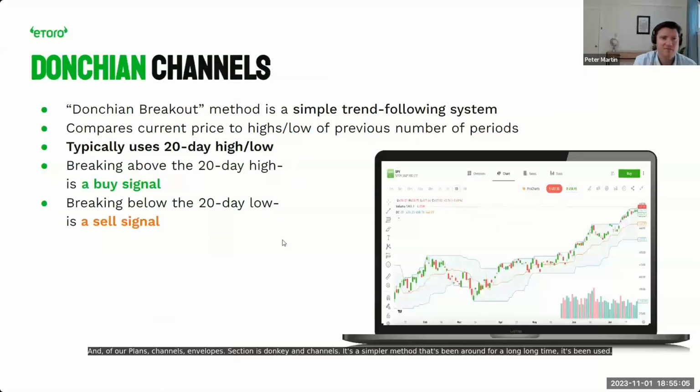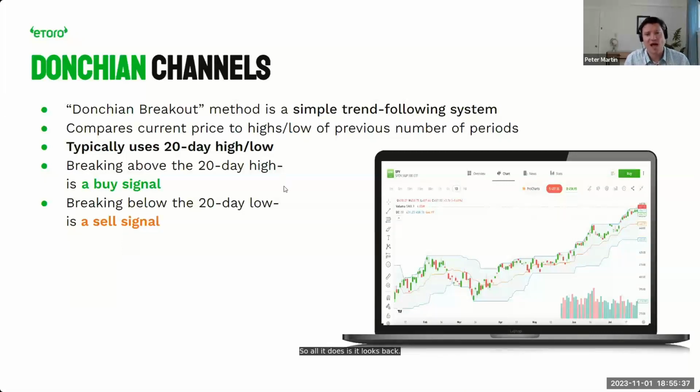And then finally, in our bands, channels, envelopes section, is Donchian channels. It's a simpler method. It's been around for a long, long time, used for decades and decades in the commodities markets. The Donchian breakout method is a simple trend following system. In fact, it's one of the methods that Richard Dennis, who we talked about at the beginning of the talk, used for trading commodities.